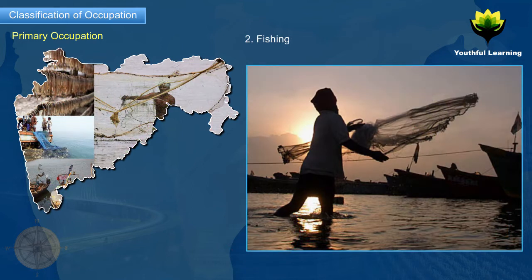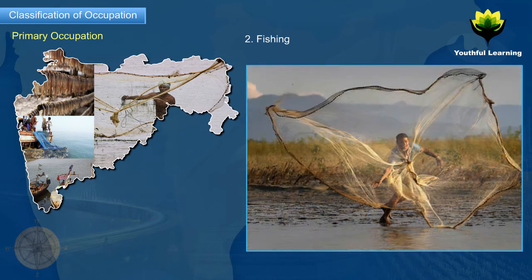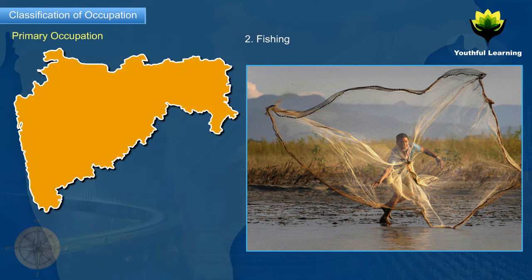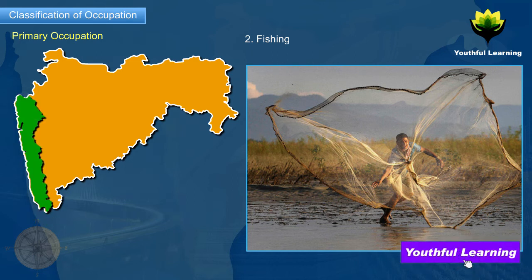2. Fishing. Fishing is carried out in the salty waters of coastal areas and in the fresh waters in the interiors of India. We have already learned that Maharashtra has a 720 kilometers coastline. This coastal belt is called the Konkan region.